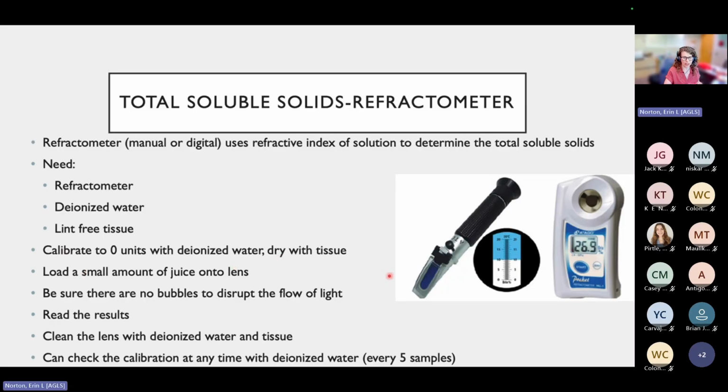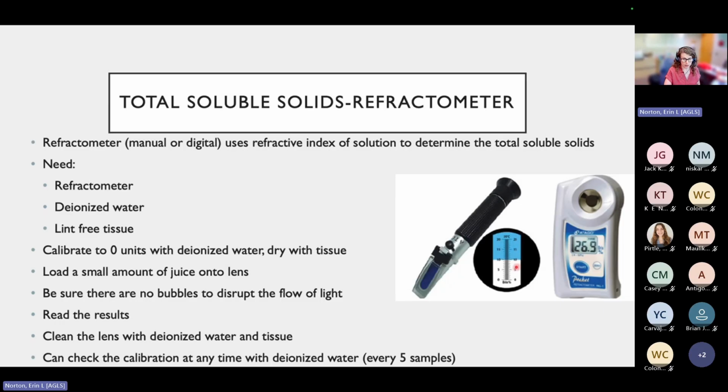On a manual refractometer, the way you calibrate is by loading the lens with deionized water or distilled water. Make sure there's no bubbles. Okay, that disrupts the flow of light. So you put a couple drops of water and close the lens cover. This is what you're going to see in the eyepiece. Okay, so you're looking down this way. You can hold it up to light so that you can see it a little bit better.